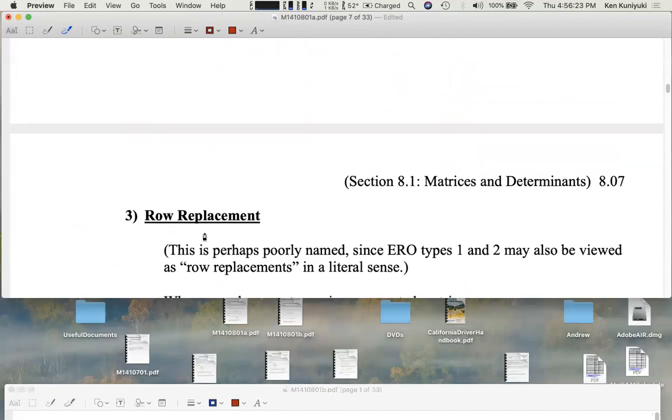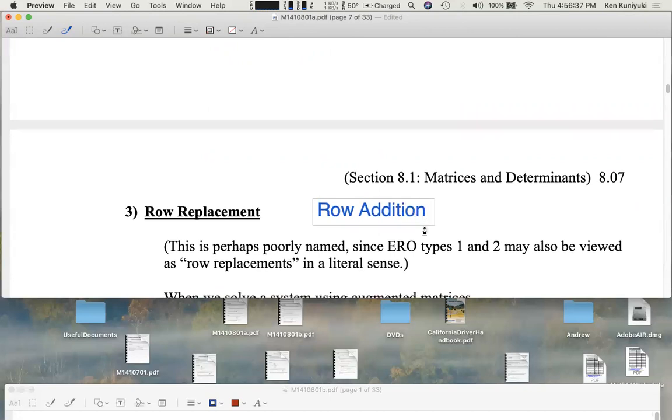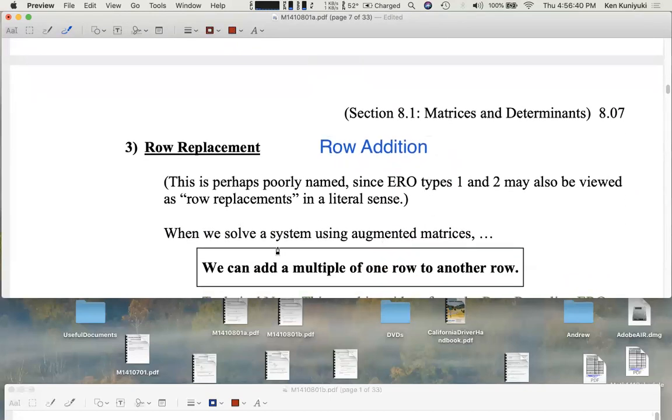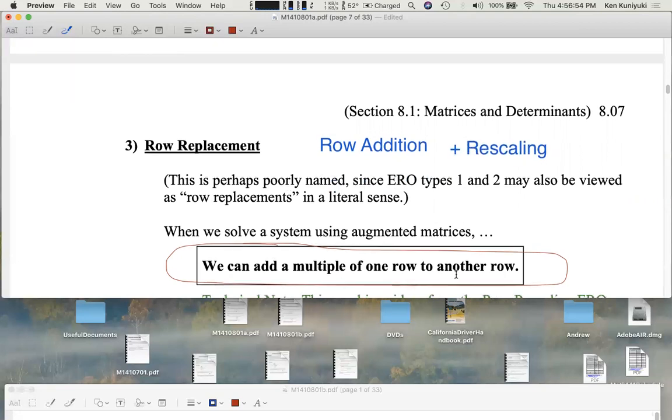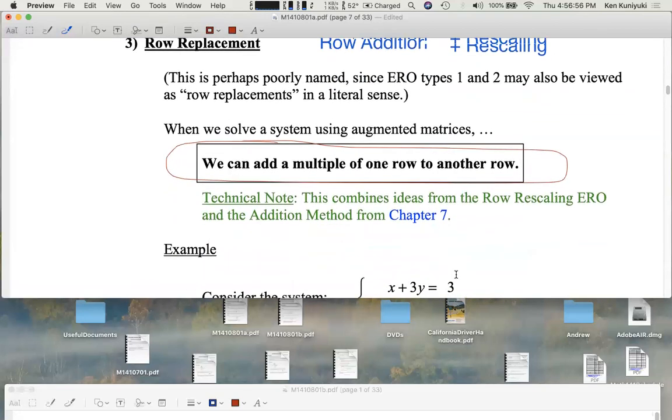Now, this third category, there's not a good name for this. Some books say row replacement. Well, aren't we always replacing rows? Some books, or I might say the row addition method, maybe. Basically, the idea is we can add a multiple of one row to another row. Basically, it combines row addition and rescaling. We can add a multiple of one row to another row, and we get a row equivalent matrix.